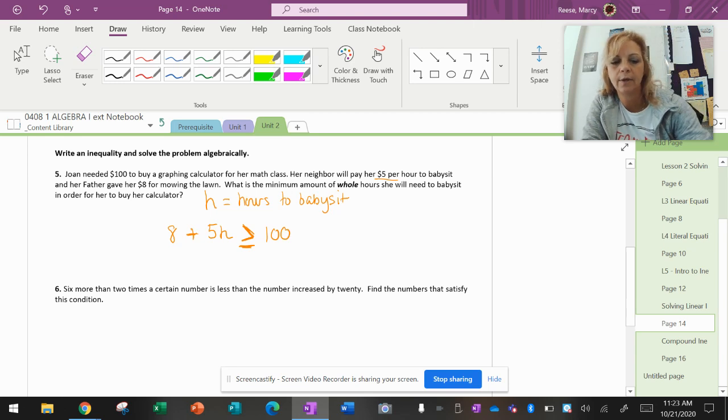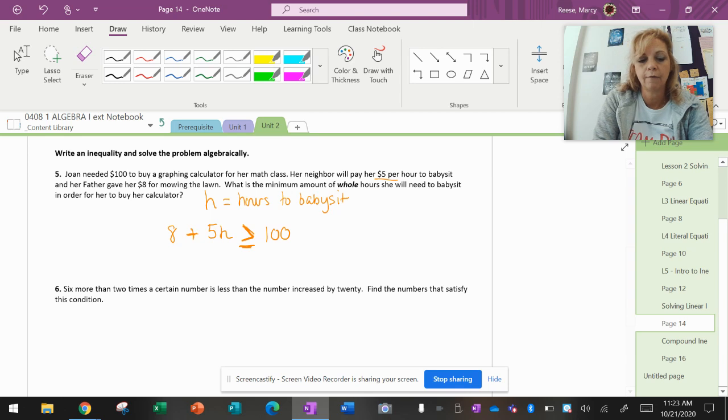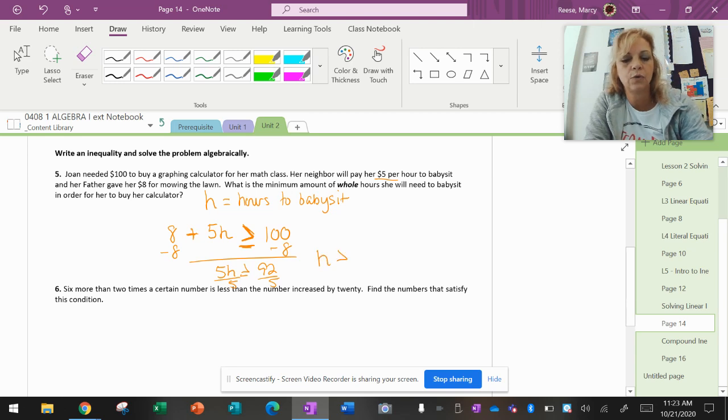So see where I've got that inequality that comes into play here? All right, then we're going to solve. So now we're going to say minus 8 is 92 divided by 5. And now when you do H is greater than or equal to 92 divided by 5, you get 18.4. So remember the question emphasized what is the minimum amount of whole hours that she needs to babysit.